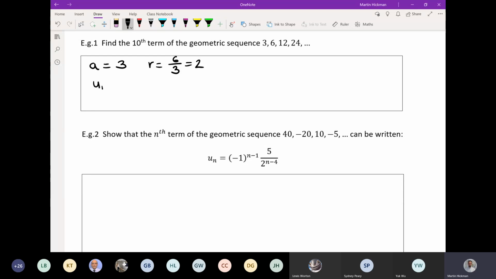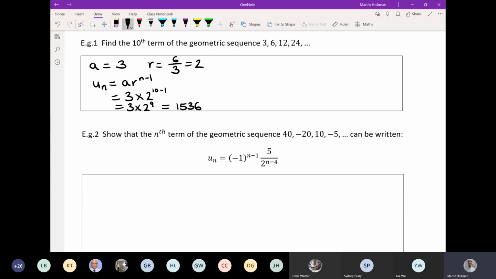Then I use the formula un equals a times r to the power of n minus 1. Substitute in your a and substitute in 2 to the power of 10 minus 1. And that's just 3 times 2 to the power of 9. And we just get 1,536 as our answer.